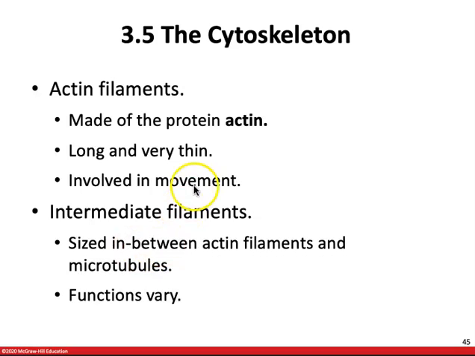They also play a very important role in muscular contraction. This is another place where we're going to see myosin functioning as a motor molecule. So anyway, those are actin filaments. They're also going to play an important role in animal cell division, but I will get to that a little bit later in this semester.